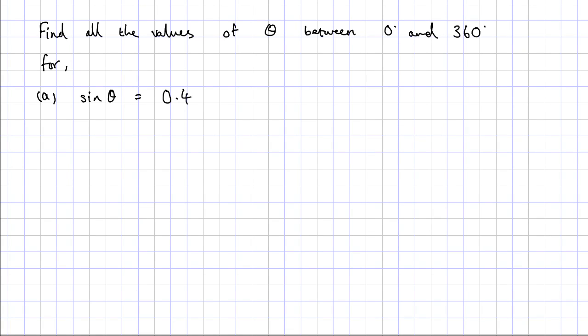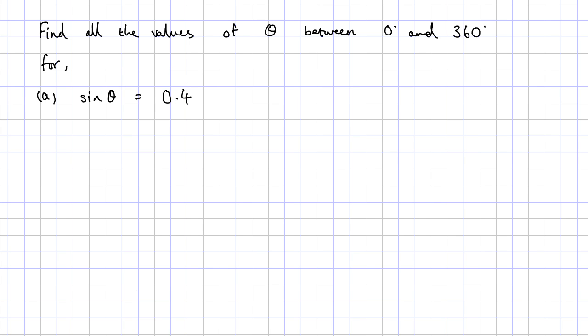This video is on solving trigonometrical equations when an interval has been given. So we need to give all the solutions between 0 and 360 for some questions here. Find all the values of theta between 0 and 360 for sine theta equals 0.4.